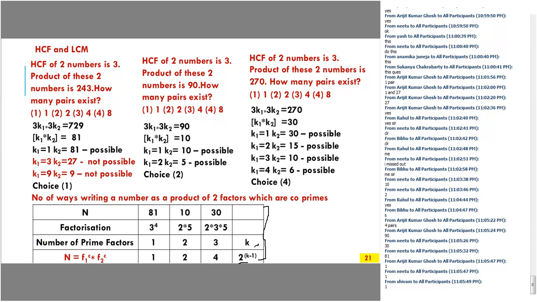Two power k minus 1. Write down this table. That k prime factors will be 2 power k minus 1. So that I need not list out. Clear?